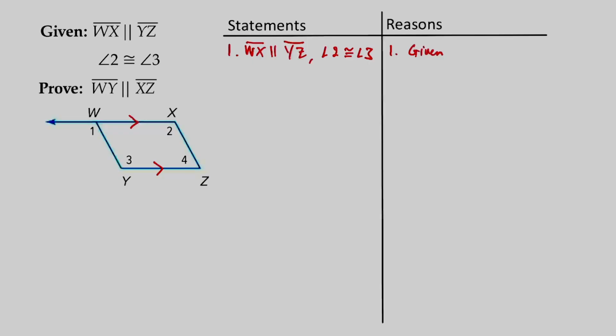Now, on that transversal, we see two angles, angles 1 and 3. And they are classified as alternate interior angles. They are between the parallel lines, and they are on opposite sides of our transversal. So since we have parallel lines that are creating alternate interior angles, we can conclude that angle 3 is congruent to angle 1. And that is by the alternate interior angles theorem.